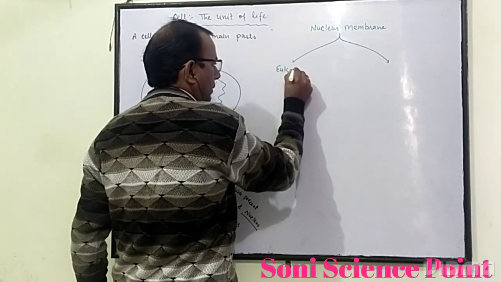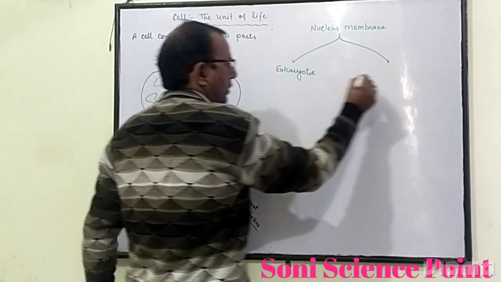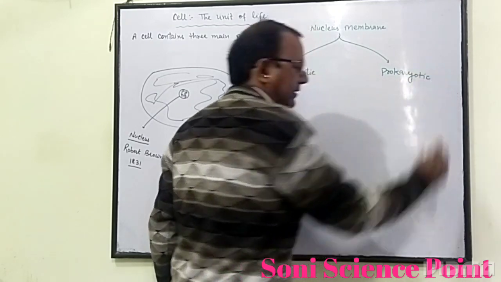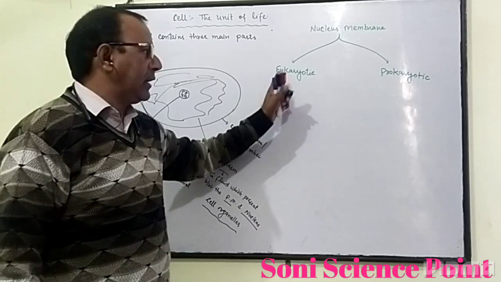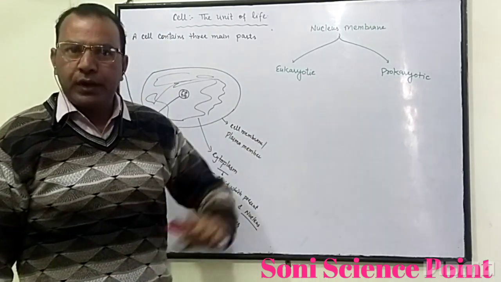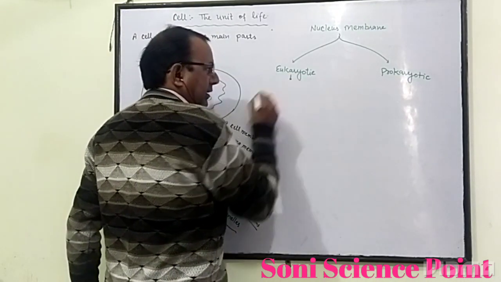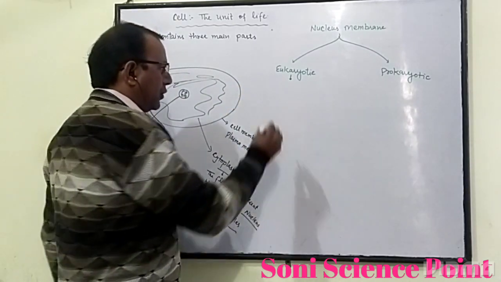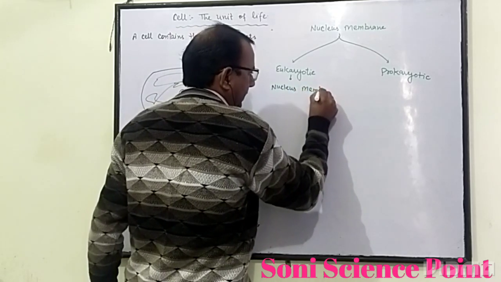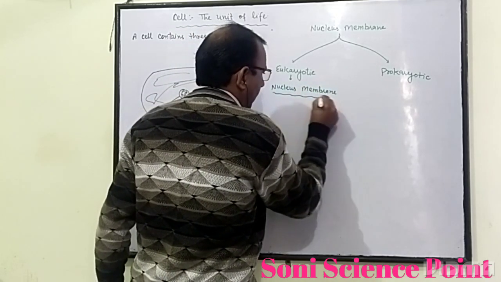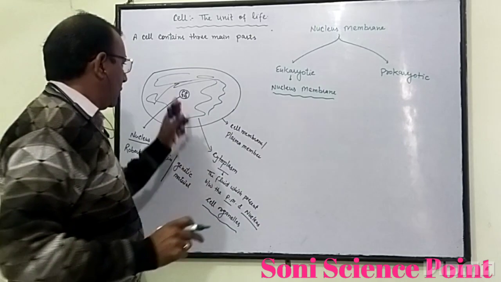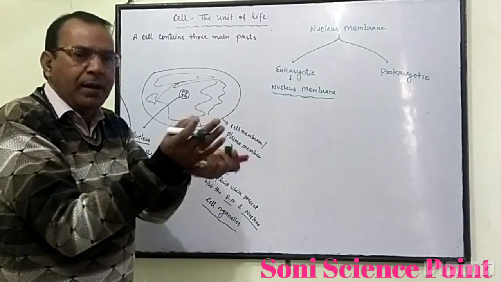Eukaryotic or prokaryotic. If we categorize the organism, then we can say eukaryotic and prokaryotic. If we categorize the cell, then we can say eukaryotic cell and prokaryotic cell. In a eukaryotic cell or eukaryotic organism, the nucleus membrane is present. If the organism contains a nucleus membrane, a distinct nucleus can be seen. So the nucleolus is also membrane bounded.